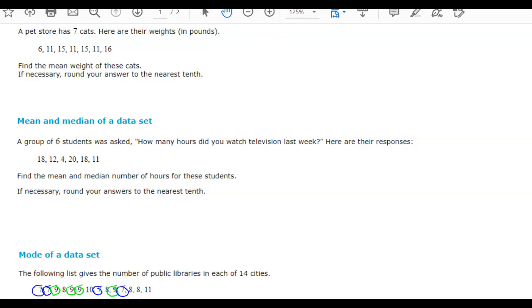Let's go ahead and let me switch colors. Let's go to the red. And I've got 1, 2, 3, 4.